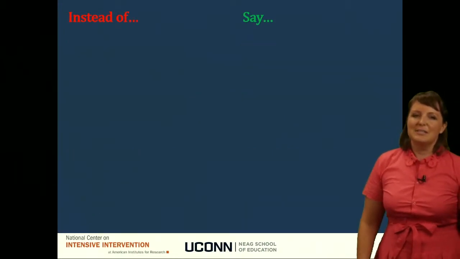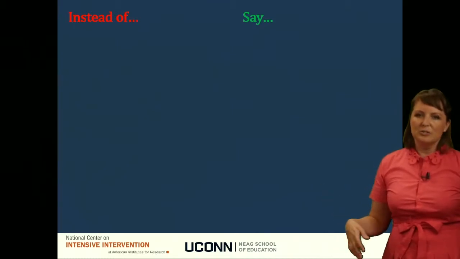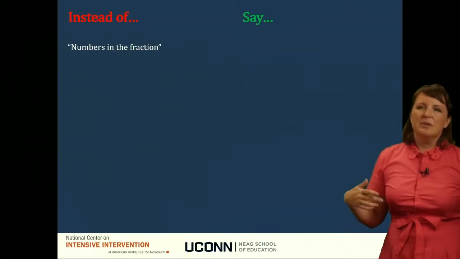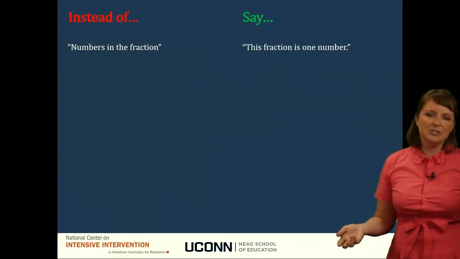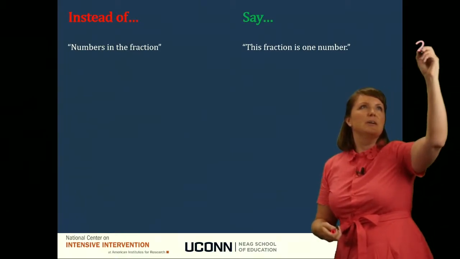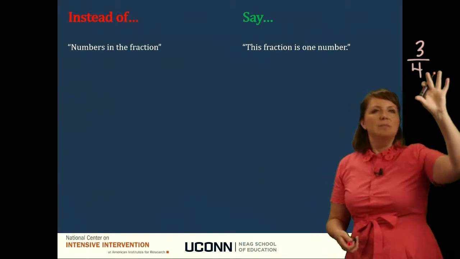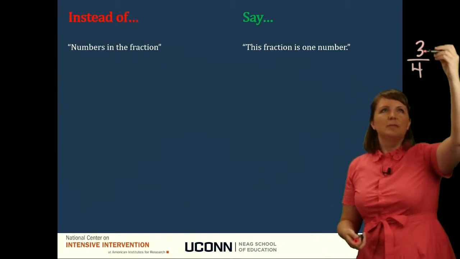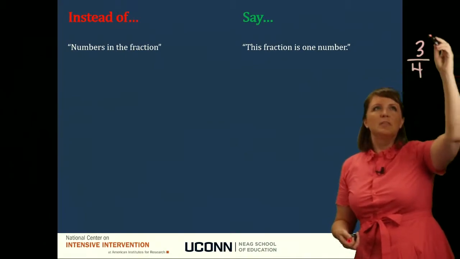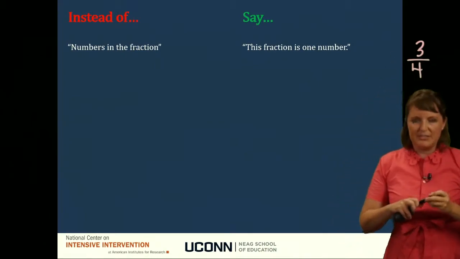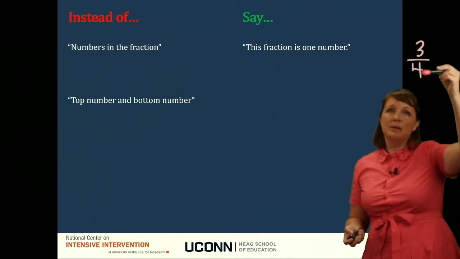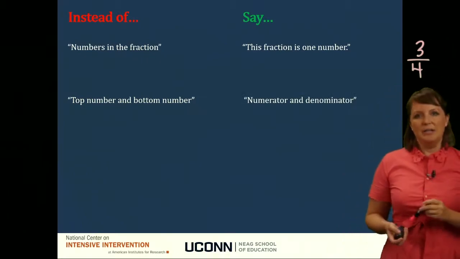Here are a few other examples of instead of. All these relate to fractions and more like rational numbers. So there are not numbers in the fraction. The fraction is one number. So if I am looking at the fraction, I'll write one of my favorite fractions up here, 3/4. This is one number. This 3/4 is made up of a 3 in the numerator and a 4 in the denominator, but 3/4 represents one quantity, one number on the number line. And in the same way, we don't have a top number and bottom number. Guess what we have? A numerator and denominator.